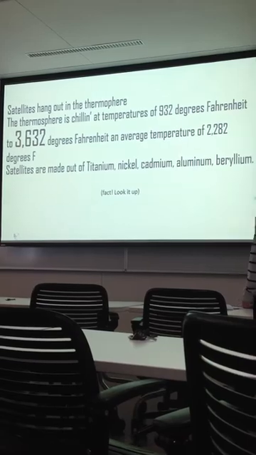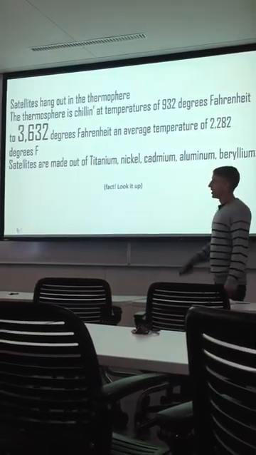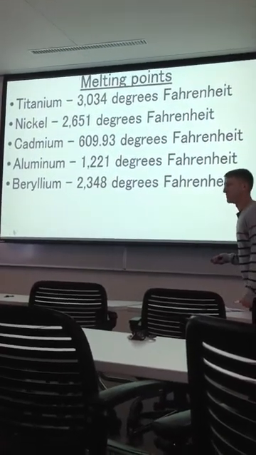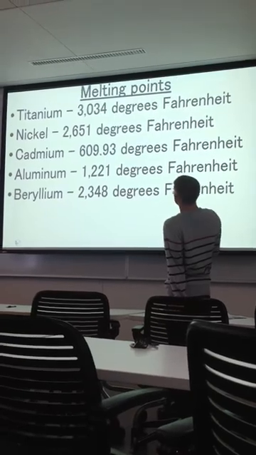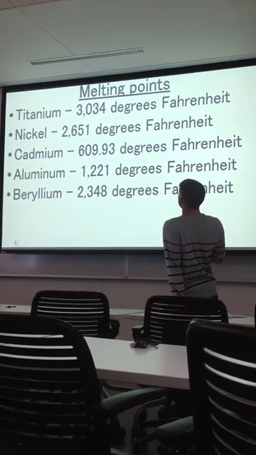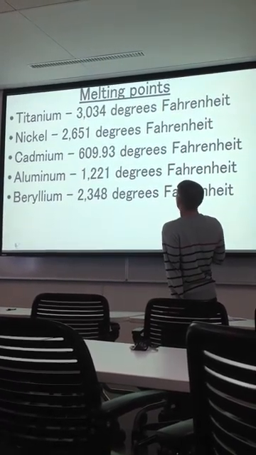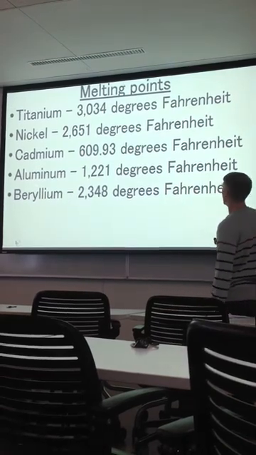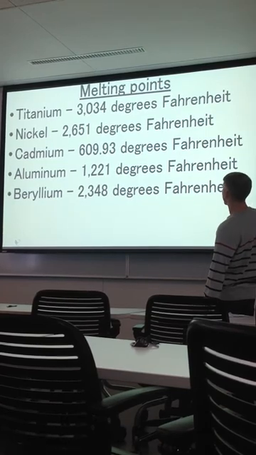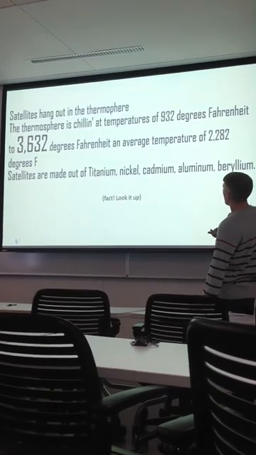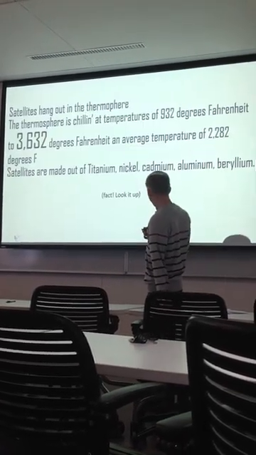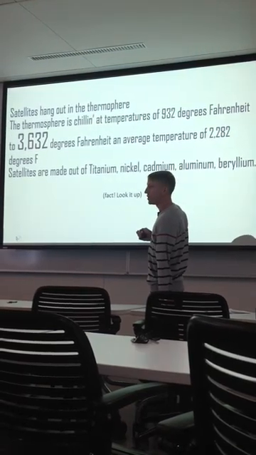Satellites are made of titanium, nickel, cadmium, aluminum, and beryllium. The only problem I have about this is the melting points of these metals. Titanium melts at 3,000 degrees, nickel melts at 2,600 degrees, cadmium melts at 600 degrees, aluminum melts at 2,100 degrees, beryllium melts at 2,348 degrees. But the temperature of the thermosphere that they chill at, 3,632 degrees.